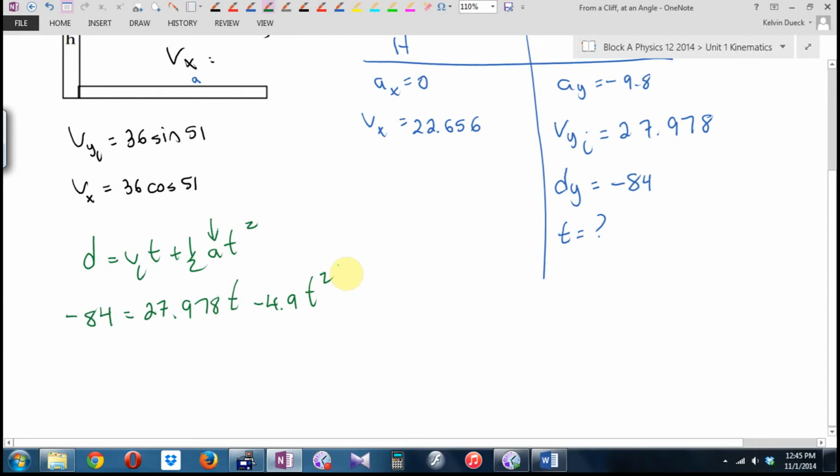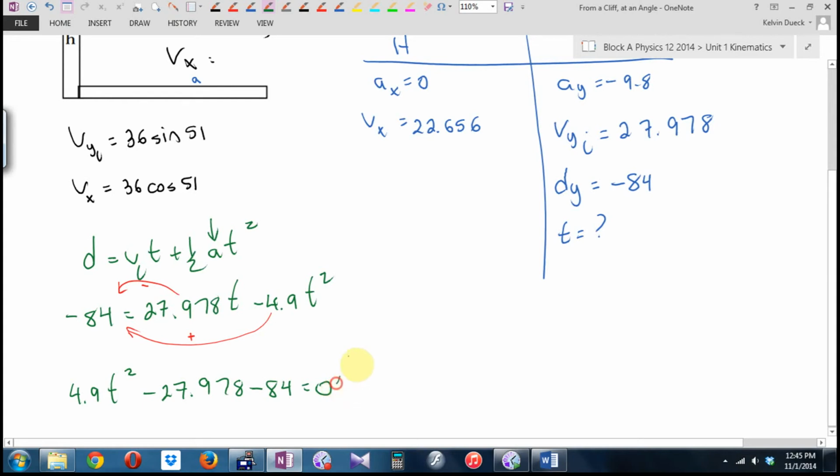What kind of an equation is this? It's a quadratic. How do I know? It's got a squared. How do I solve a quadratic? Got to make it equal to 0. I'm going to move both of these to this side by minusing that one and plussing that one, because I hate my quadratic term, the squared term, to be negative. So I'm going to solve 4.9 t squared minus 27.978 t minus 84 equals 0.